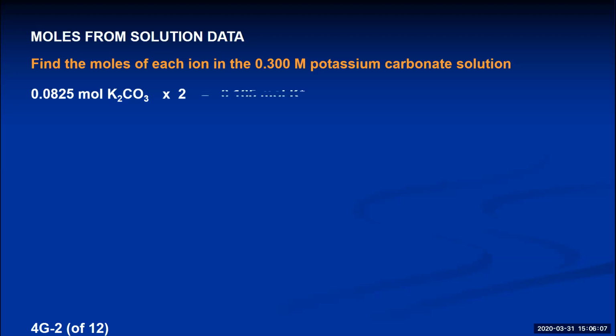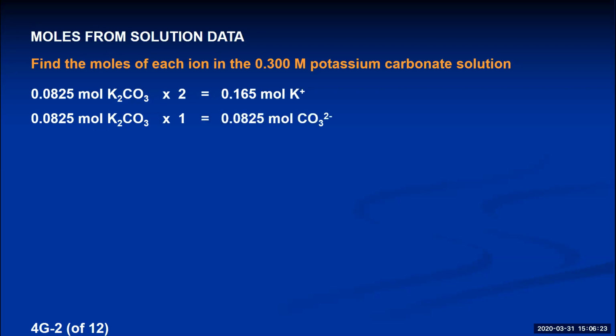So if you multiply that by 2, that's going to give you the number of moles of potassium ions in the solution. And because there's only 1 carbonate in the formula of the compound, every time 1 formula unit dissolves, you only release 1 carbonate. So if you multiply the moles of the dissolved salt by 1, you'll get the number of moles of carbonate in the solution. So with those couple of things in mind, let's do some applications.